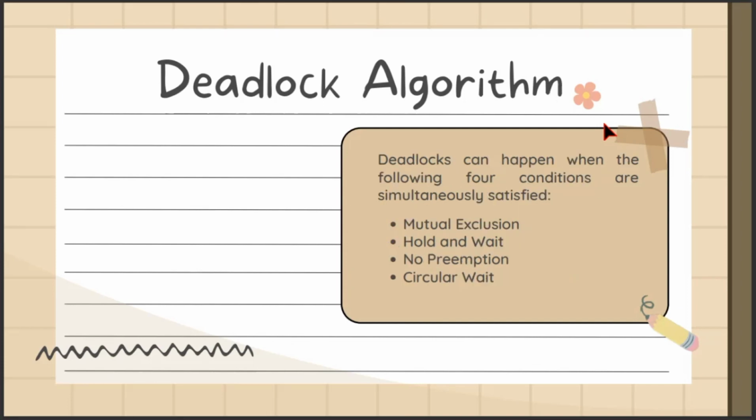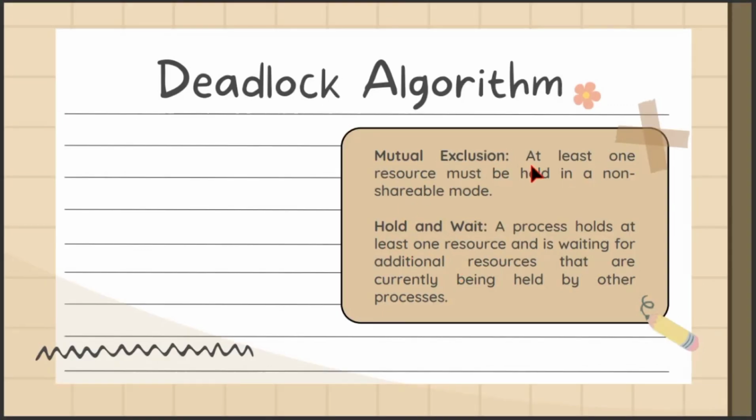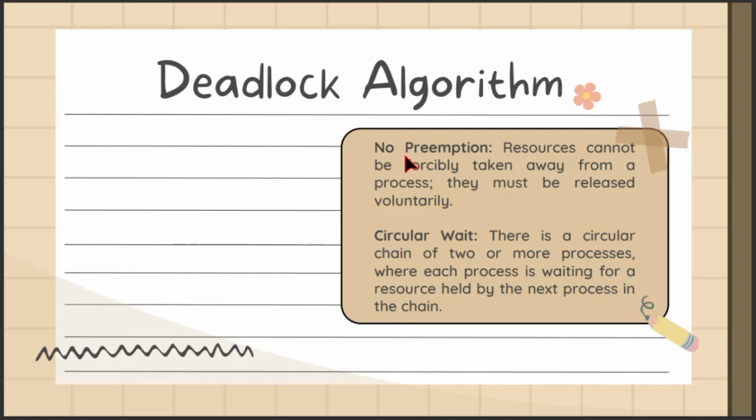A deadlock can occur if it meets four conditions: mutual exclusion, hold and wait, no preemption, and circular wait. Mutual exclusion: at least one resource must be held in a non-shareable mode. Hold and wait: a process holds at least one resource and is waiting for additional resources that are currently being held by other processes. No preemption: resources cannot be forcibly taken away from a process; they must be released voluntarily. Circular wait: there is a circular chain of two or more processes where each process is waiting for a resource held by the next process in the chain.